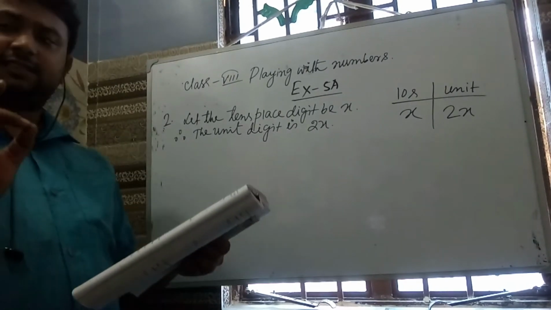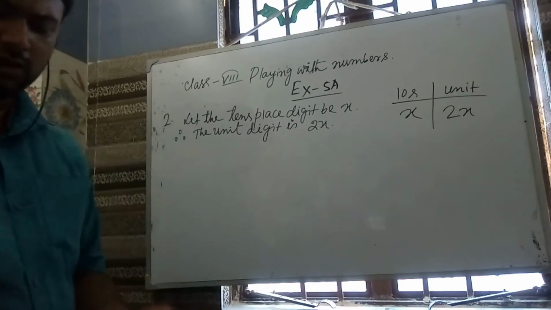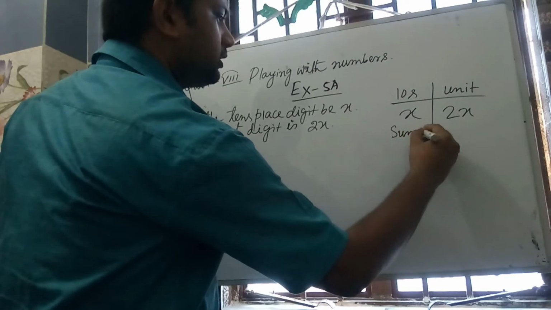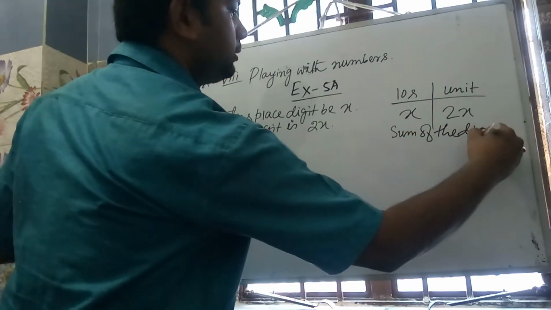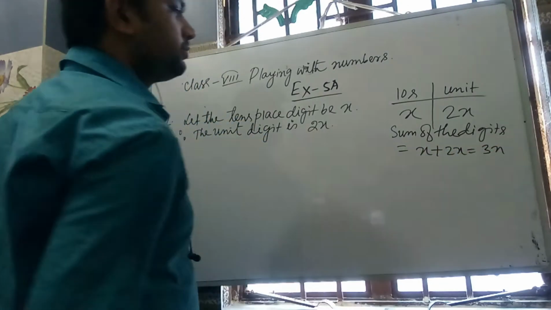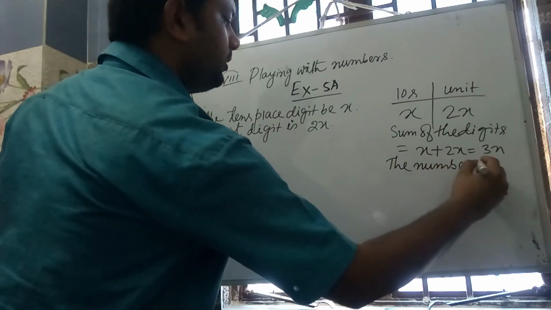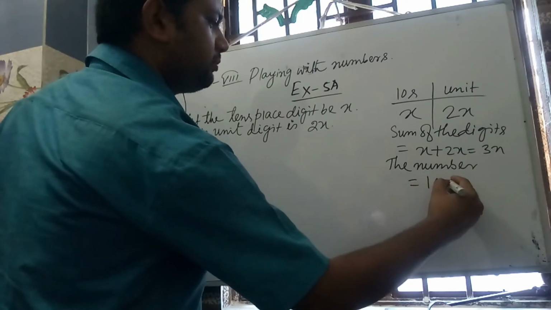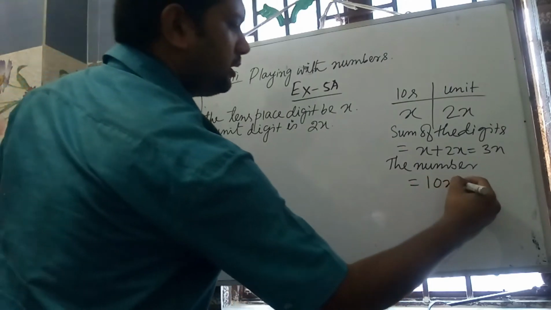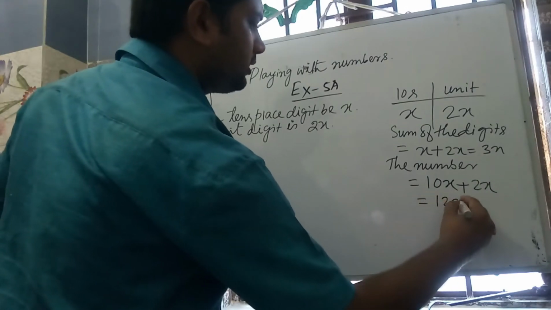The number exceeds the sum of the digits by 18. So for that case, we have to find out the sum of the digits first. Sum of the digits will be x plus 2x, that is 3x, and the number will be 10 times the tens digit. So 10 into x, 10x, plus unit digit 2x, that is 12x.